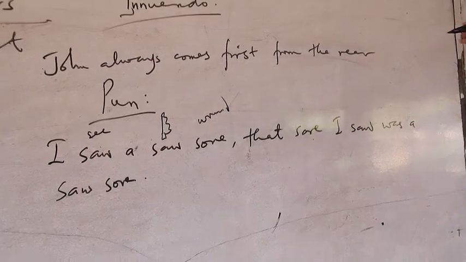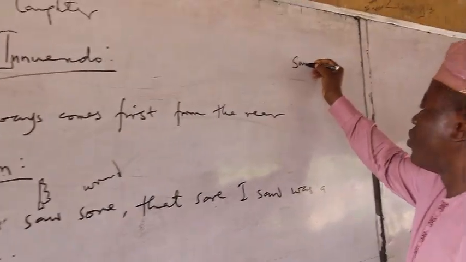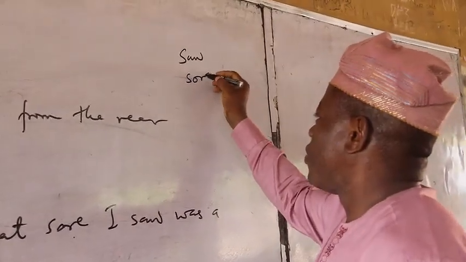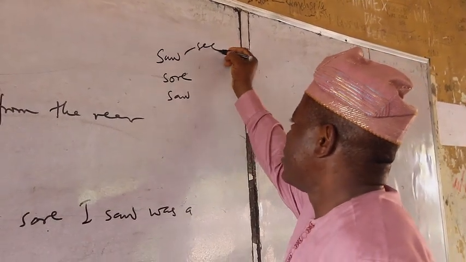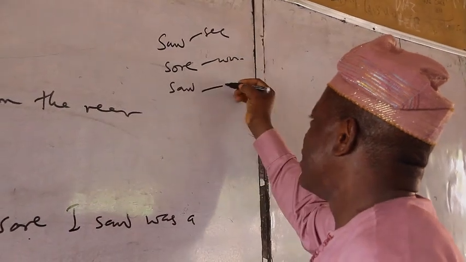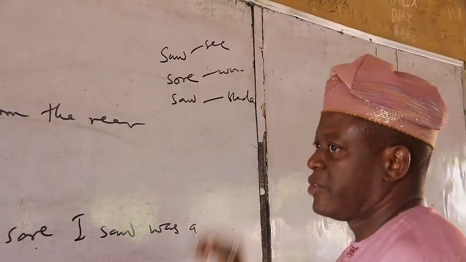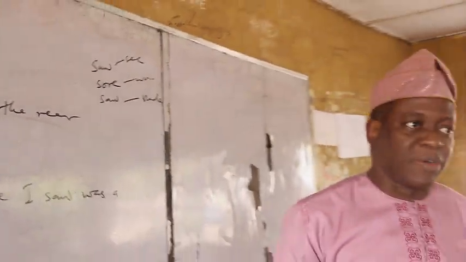I'm playing on three words here. The first one is saw. The second one is saw. And the third one is saw. This is the past tense of see, wound, and blade. So when you interpret with that method, you understand better.